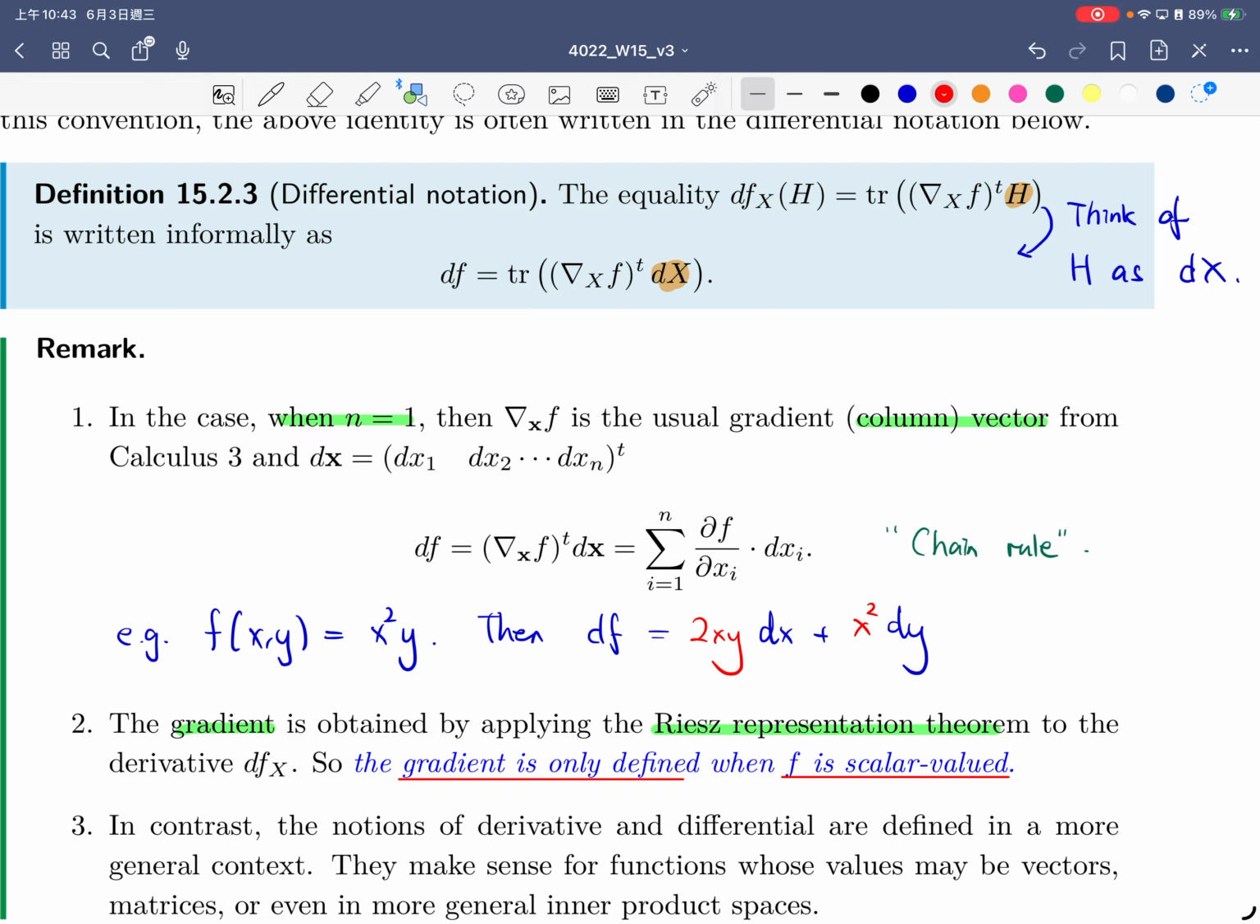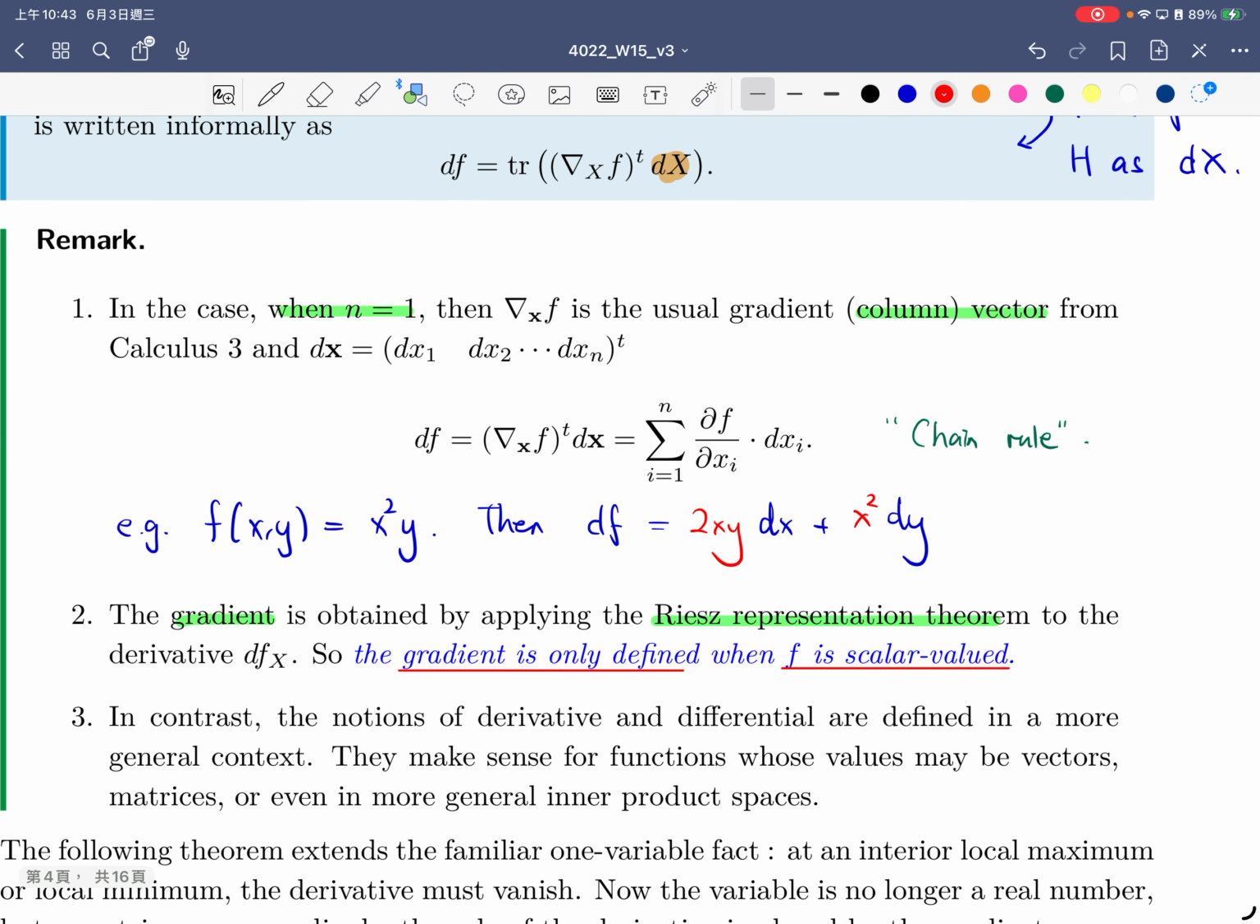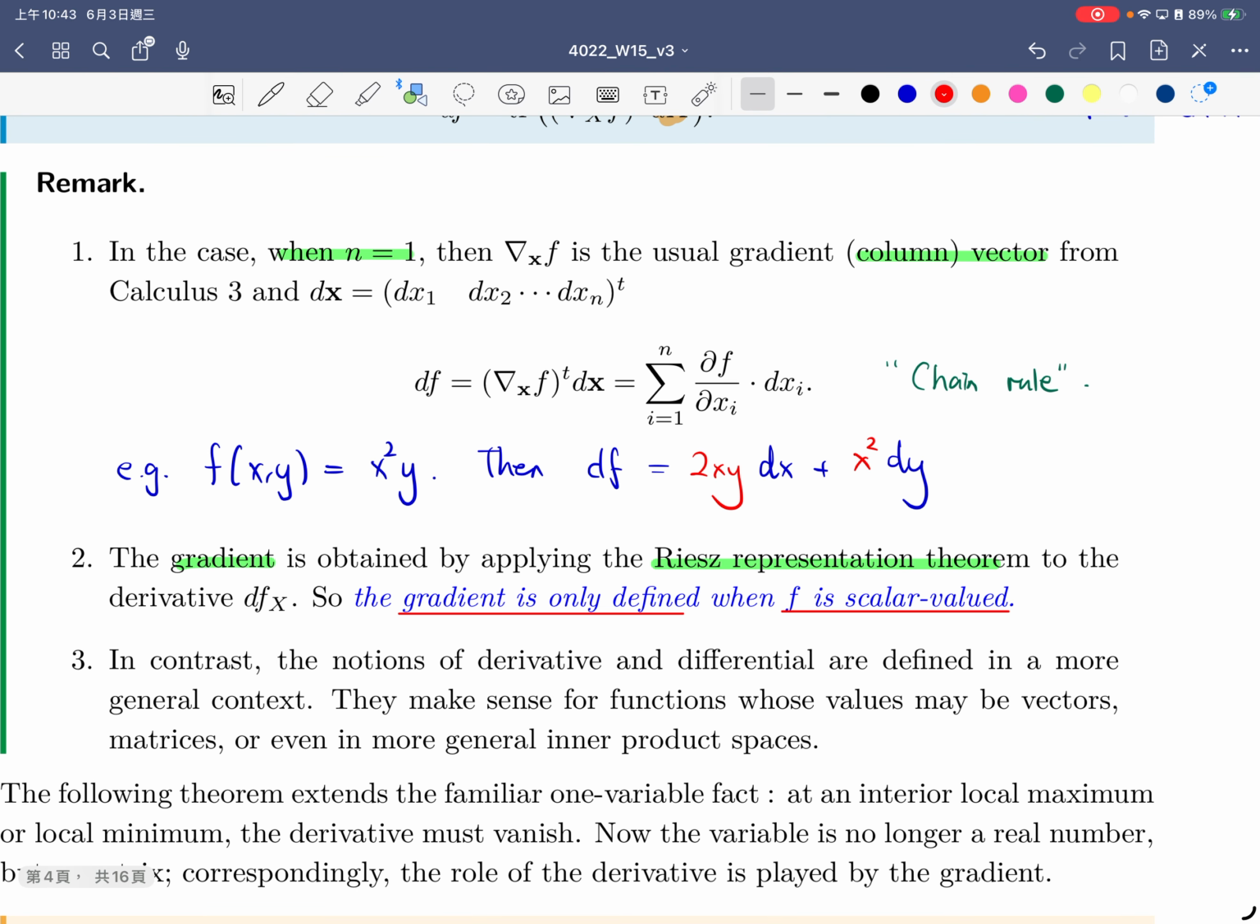You can still define the derivative or, equivalently, the differential in a very general setting, but the gradient, because it comes from the Riesz representation theorem, only makes sense when your original function is scalar valued. In contrast, the notions of derivative and differential, which is just a lazy way to remember the derivative, are defined in a more general context. So they make sense for functions whose values are not scalars, but then vectors, matrices, or any other general inner product space.